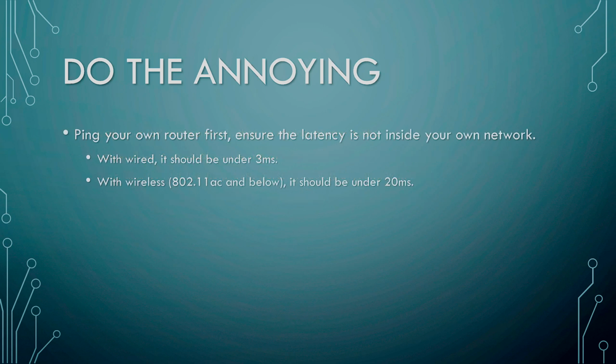Next, let's make sure that our latency inside the network isn't bad. You might want to do this before you call your ISP, actually. So ping your own router first. Usually it's going to be 192.168.1.1 or 192.168.0.1. Anyways, I'm sure you can Google around if you don't know how to ping your own router.